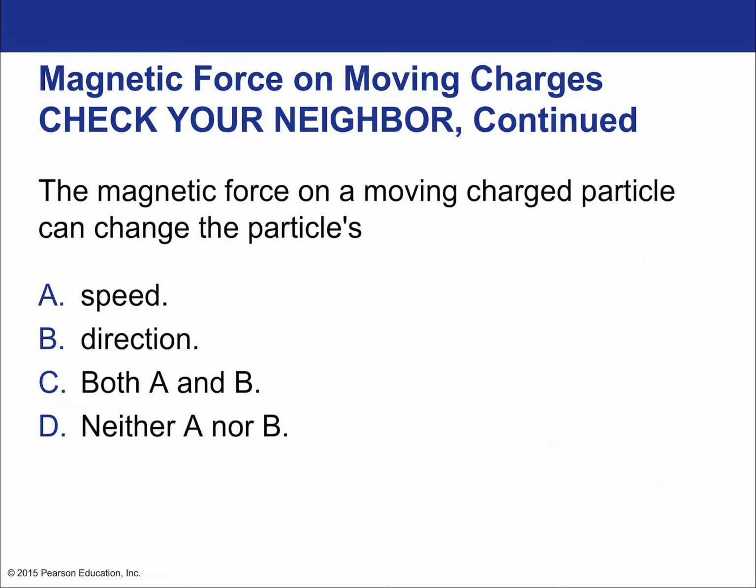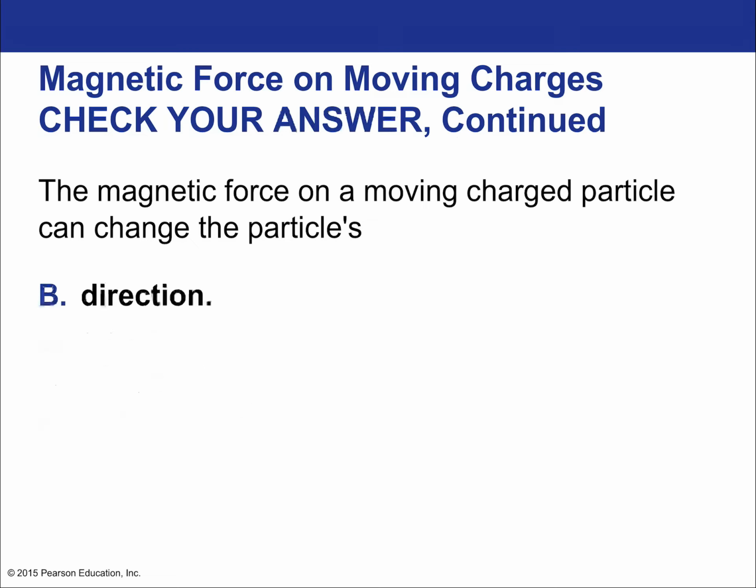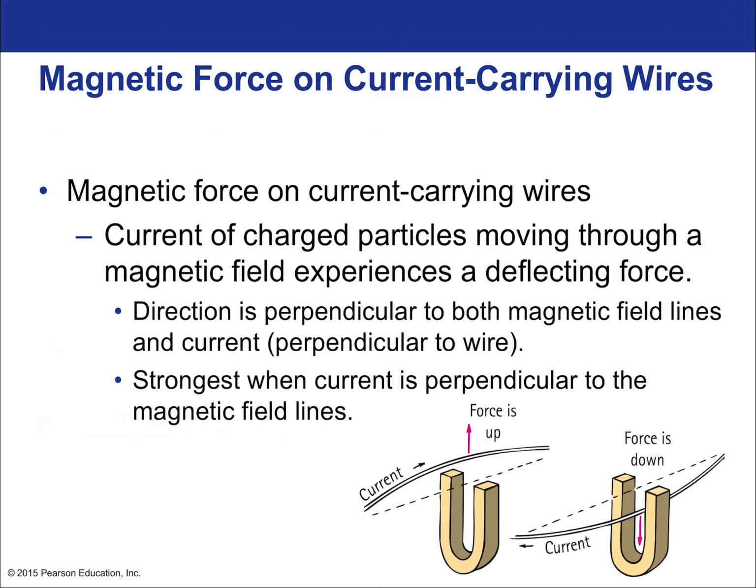All right. So the magnetic force on a moving charged particle can change the particle's direction. Okay. Think about it. If you can't speed it up or slow it down, it's not going to change speed, is it? Just direction. Magnetic fields can only change direction. They can't change the speed of charged particles. Okay.